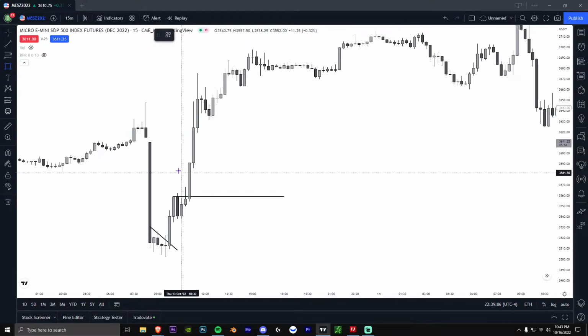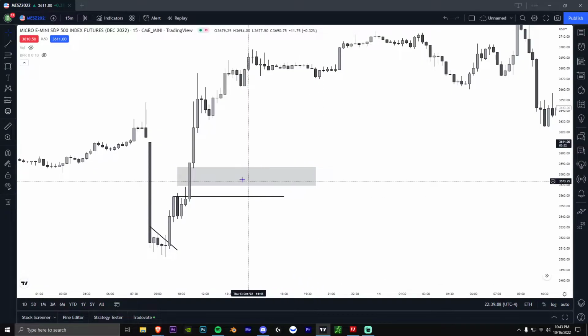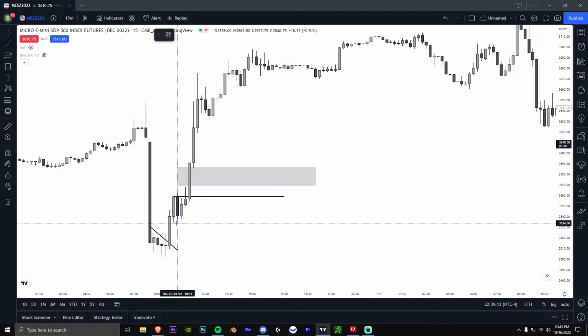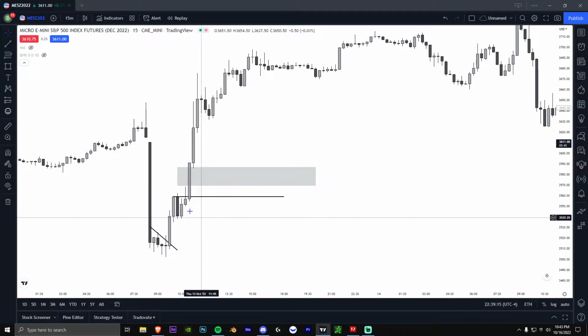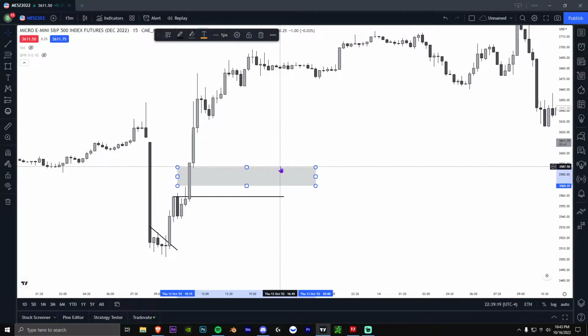So you can see if we test this fair value gap, and you would go long here, your stop loss would be under this order block down here. But ideally, if the trend is bullish, this would be a bullish order block. We want to see this tested, and then boom, we go up again.